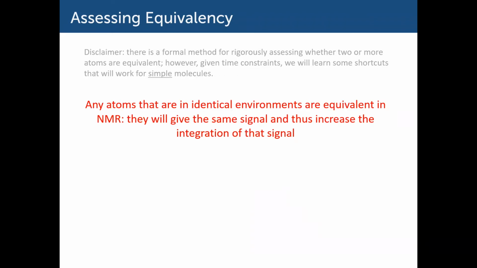So we'll start by having a general concept here. Atoms that are in identical environments are equivalent in NMR. What we mean is that a hydrogen, for instance, or two different hydrogens, experience the exact same influence from all of the neighboring groups, right? And if we have this equivalency, the signal will become more intense and the integration will go up.